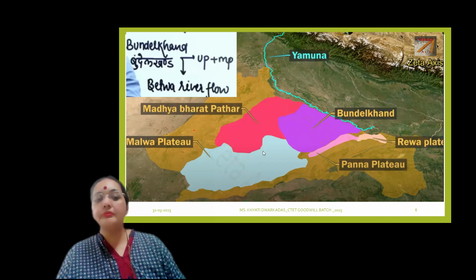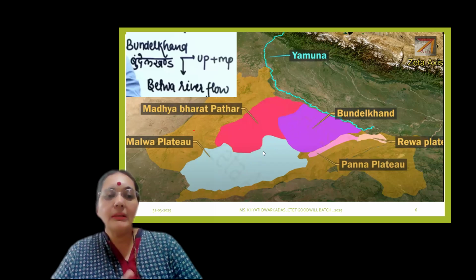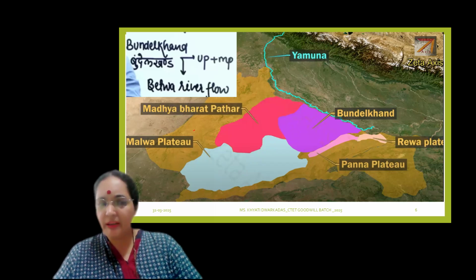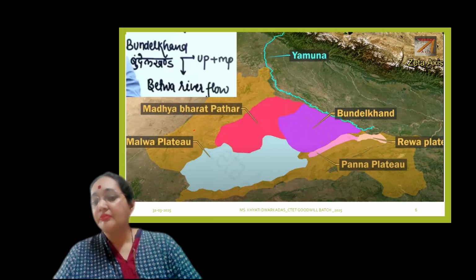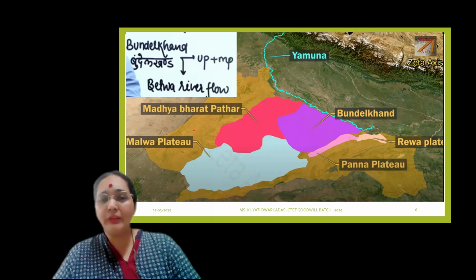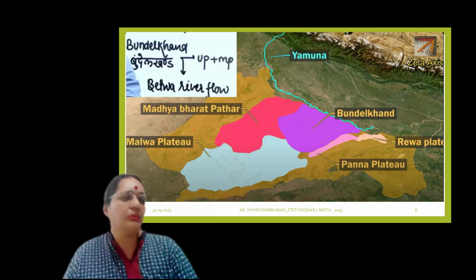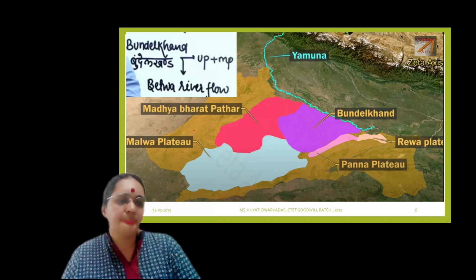So with that, we know that again in UP and MP, we can see the Bundelkhand Plateau. Then there are other small plateaus around here and there, like the Central Indian Plateau, Madhya Bharat ka Pathar. There's the Rewa Plateau, Panna Plateau. Now, these are not very important plateaus, but they exist in India. No harm knowing their names.